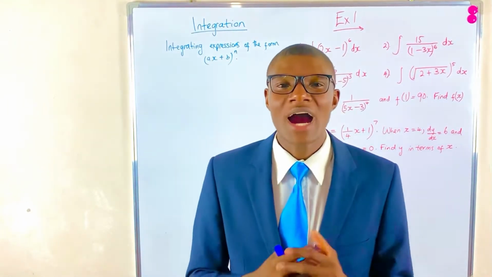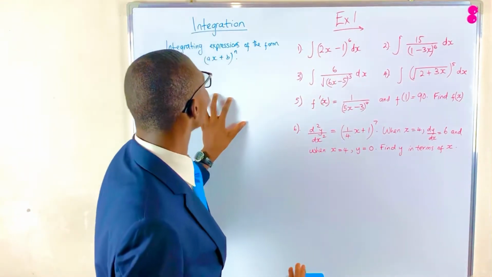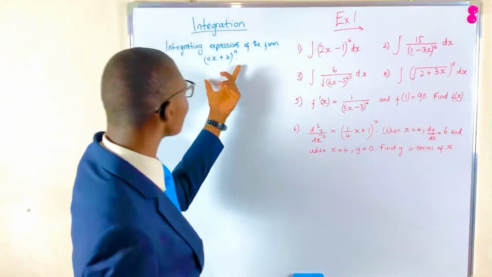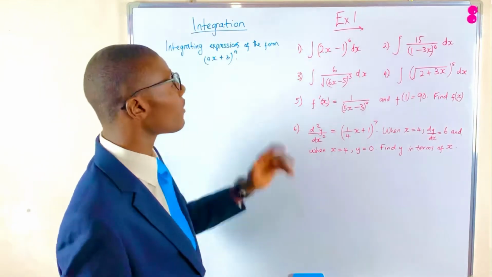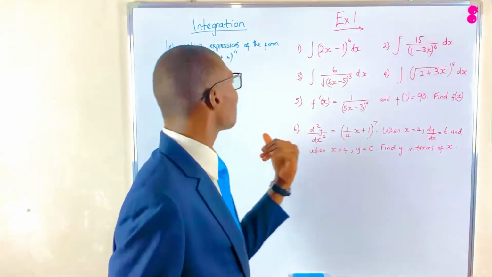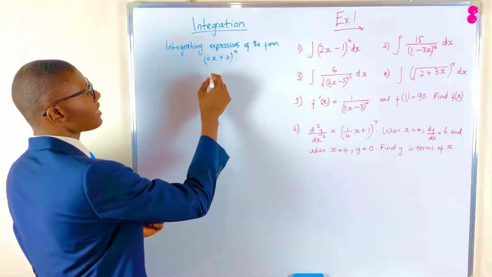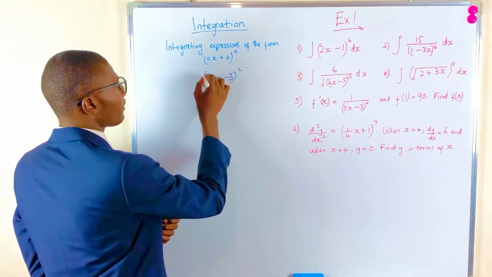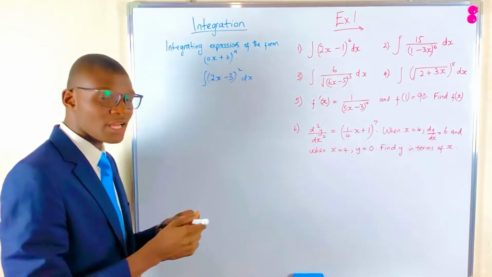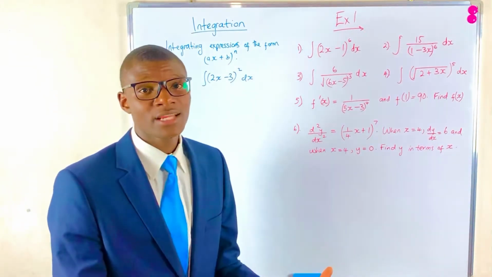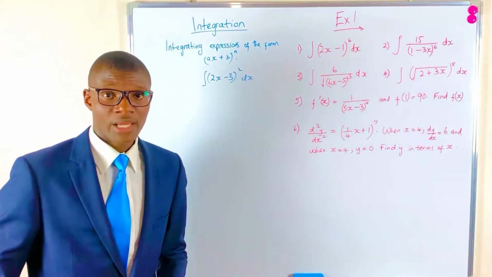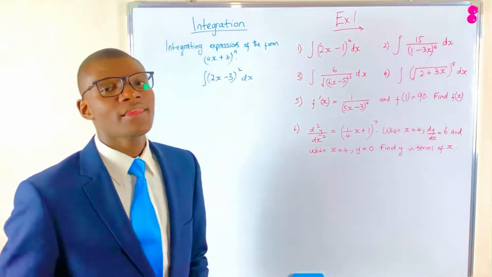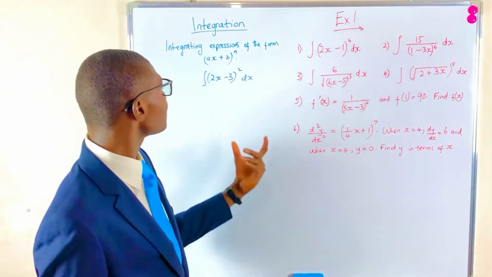Today I'm going to show you how we integrate expressions of the form (ax + b) raised to the power n. So basically we're saying this is a linear function that is raised to the power of n. We looked at how we would integrate, for example, (2x - 3)^2 with respect to x. Now this linear function is being raised to the power of 2, and from what we've done so far, we can of course expand, then integrate term by term.